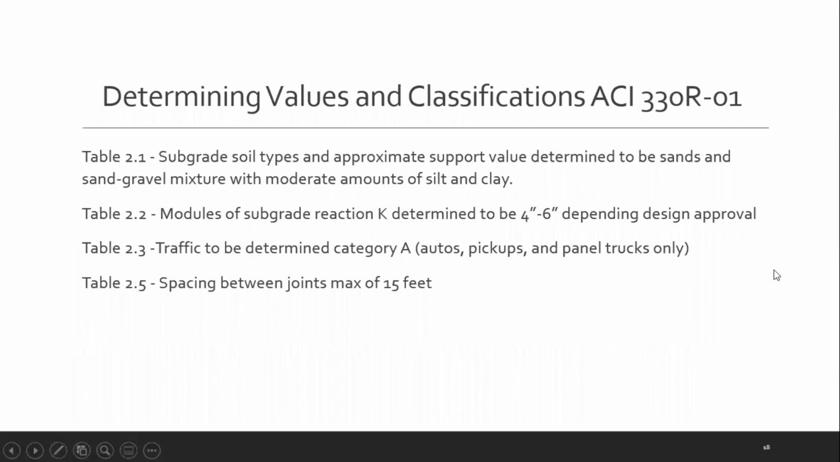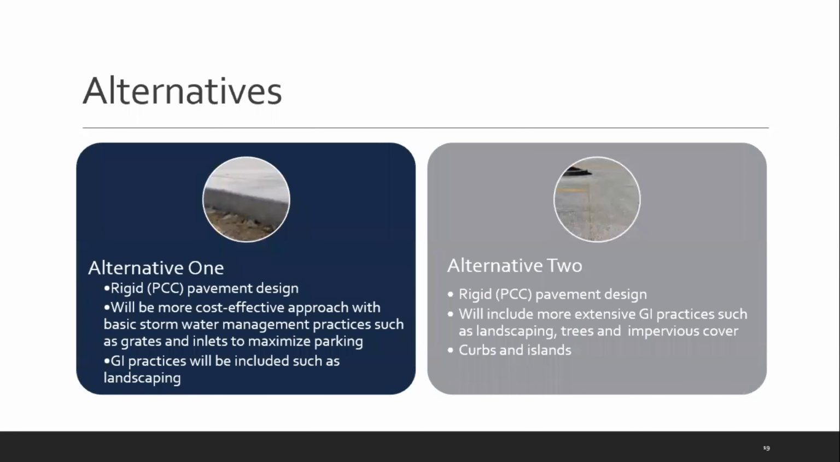For determining values and classifications, we use the ACI 330R-01. Using that classification from Table 2.1, we determine the subgrade of soil to be sand and sand-gravel mixture with a moderate amount of silt and clay. From Table 2.2, the modulus of subgrade reaction K was determined to be between 4 and 6 inches, depending upon the design. And from Table 2.3, the traffic was determined to be Category A for autos, pickups, and panel trucks. And the last table, 2.5, the spacing between the joints will be at a max of 15 feet.